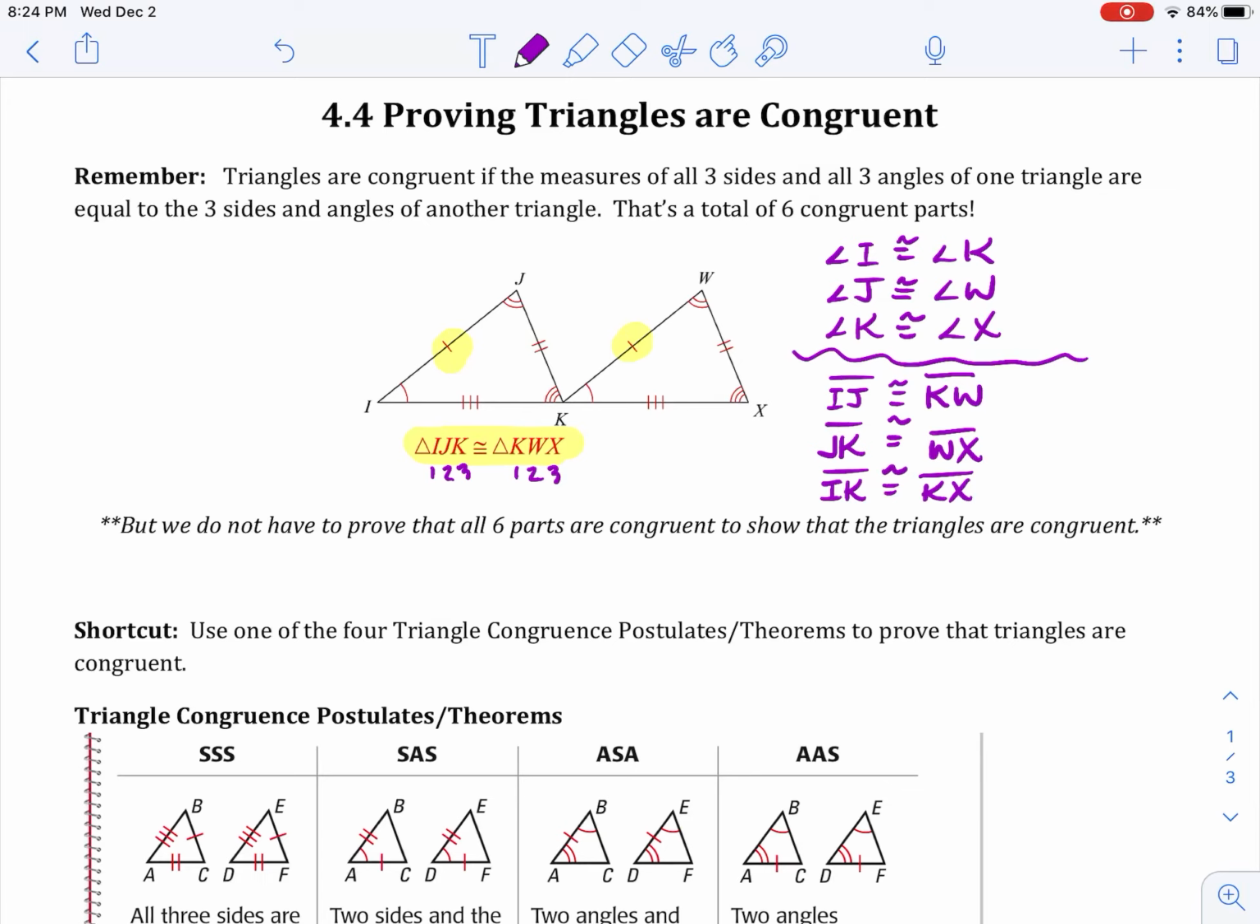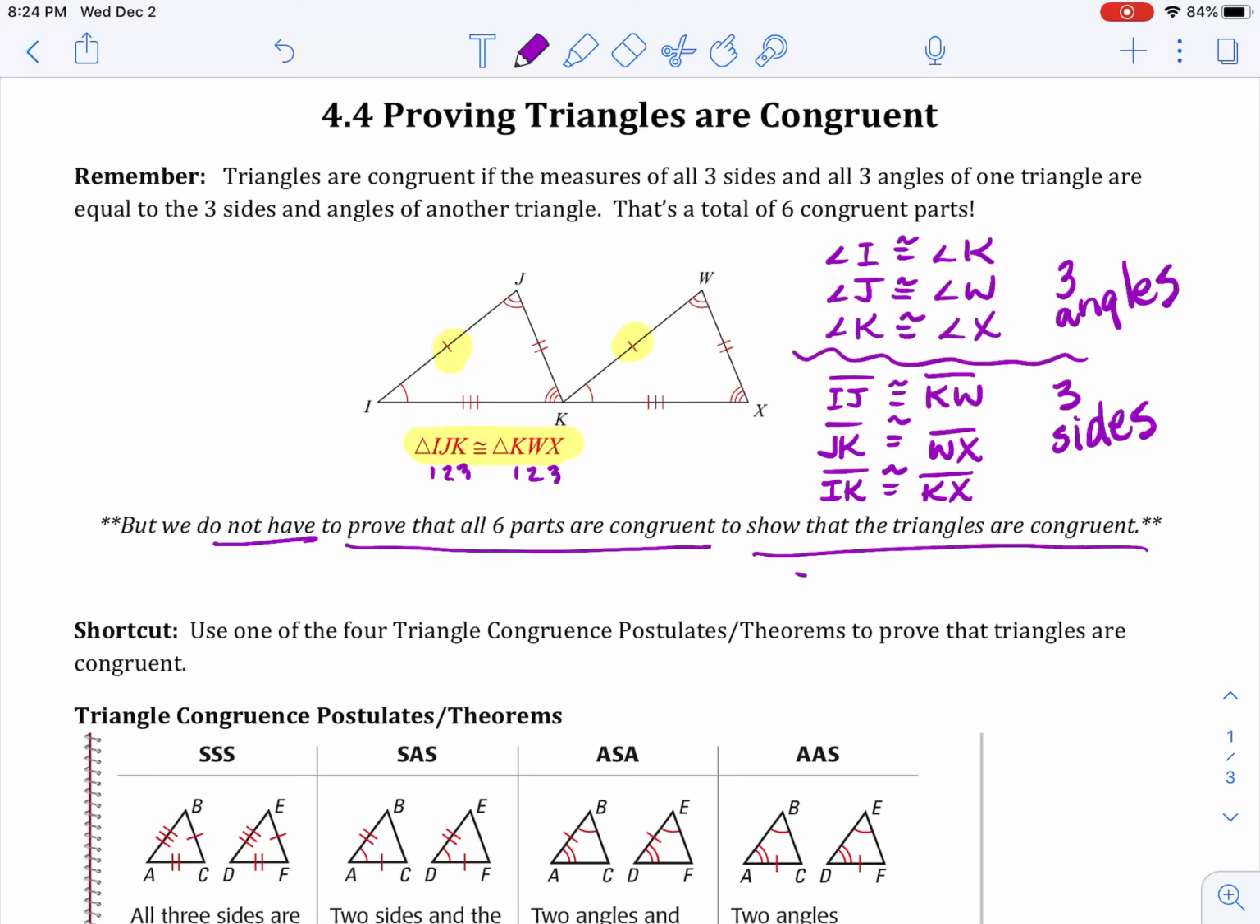Now that's a total of 6 parts, right? You've got 3 angles that are congruent, and you have 3 sides that are congruent. And so we know that the triangles are exactly the same size because their 3 angles are the same in each triangle, and so are their 3 sides. Now what's new in section 4.4 is we're going to learn that you really don't have to prove that all 6 parts are congruent to show that the triangles are congruent. You can actually take some shortcuts. So what we're learning in section 4.4 are those shortcuts.